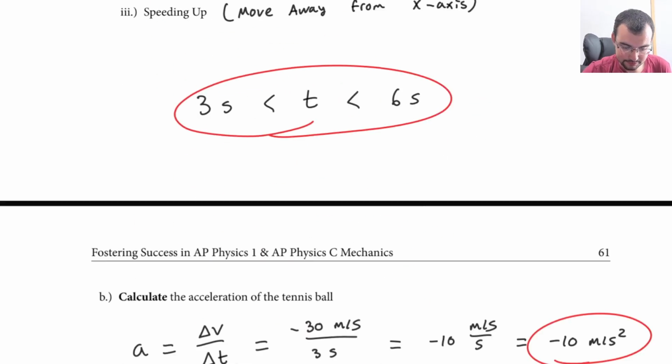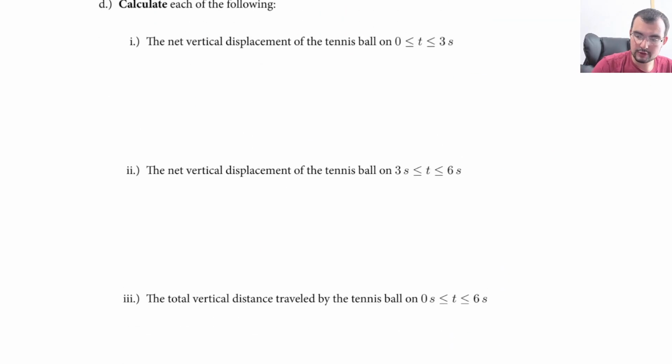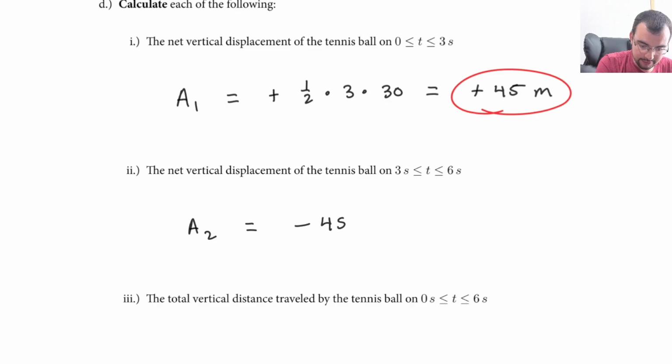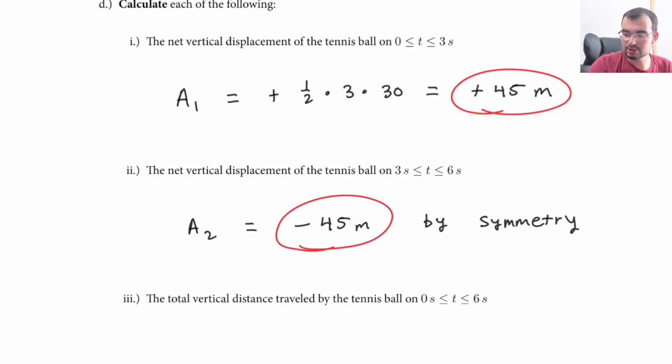So let's calculate those. The vertical displacement on 0 to 3, this would be like our first area, which would be positive 1/2 times base times height, which would be positive 45 meters. And then we'll do one of my favorite answer techniques when I don't feel like writing a whole lot: I will say this is negative 45 meters by symmetry. You write by symmetry, it automatically just sounds like you know what you're doing. We proved it, of course, right?